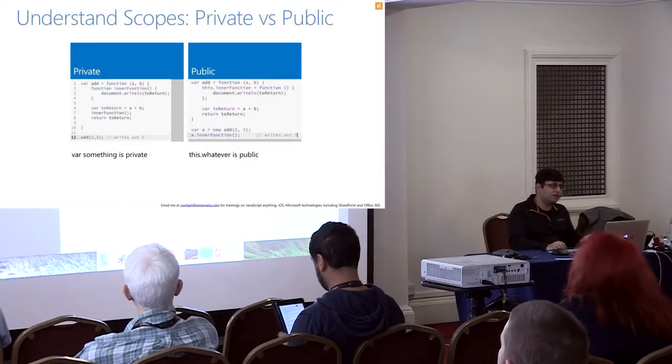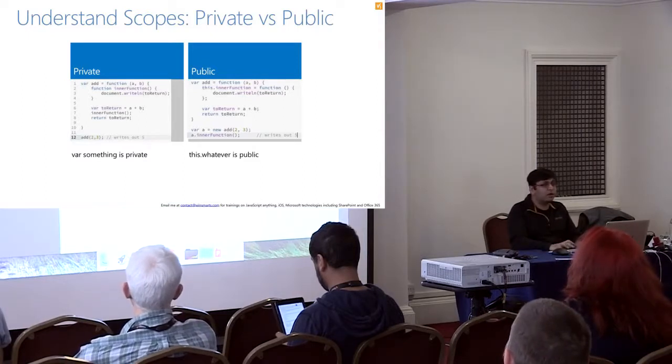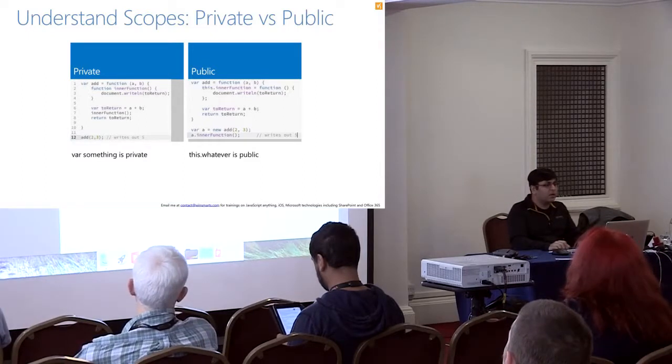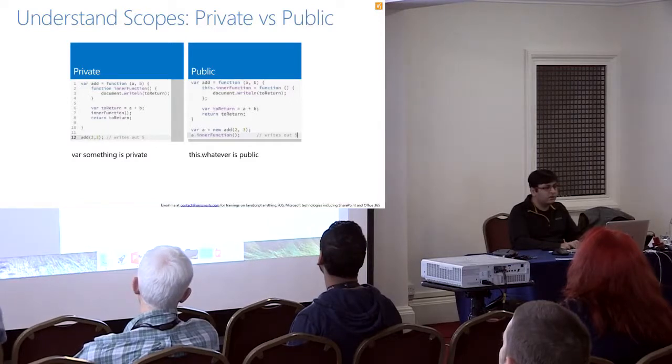Now, this function add that you see up here has got a private member variable called inner function. So if I go down here and say add.inner function, it's not going to resolve. It'll be undefined. But if I wanted to turn this into a publicly accessible member variable, this is what I have to do. Take this inner function, move it to the left, and say this dot inner function is equal to function. By doing just that minor change, and then down here I have to instantiate it like a class. So I say var a is equal to new add 2, 3, and then I can say a dot inner function.